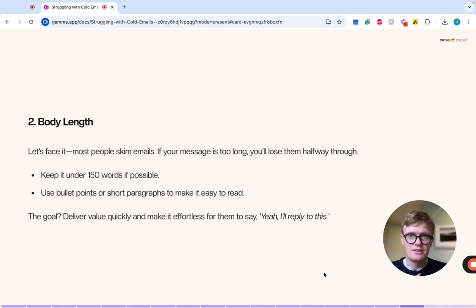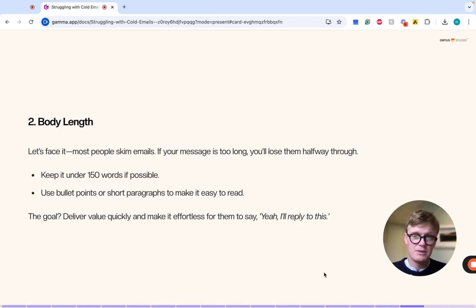Then body length. So most people just skim emails. They've got hundreds of emails a day that need clearing. So if your message is too long, you're going to lose them halfway through. Best practice, actually, I've written 150 here, but actually best practice, I'd be trying to keep it between 50 and 70 words, at the very, very max, 150. So maybe what you do is, if you've got four emails to A/B test in your sequence, maybe try a 150-word one, try a 50-word one, try a 70-word one.